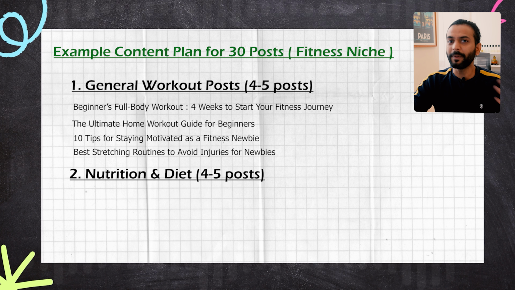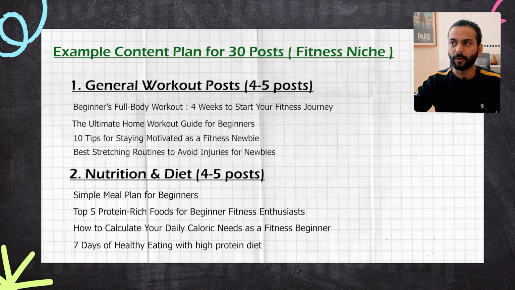And now the second topic would be nutrition and diet. So you can write 4 or 5 blog posts about nutrition and diet. For example, you can write a blog post about simple meal planning for beginners, top 5 protein rich foods for beginners and fitness enthusiasts. Or another blog post can be how to calculate your daily caloric needs as a fitness beginner. So you see, we covered 2 topics and we wrote 8 blog posts.